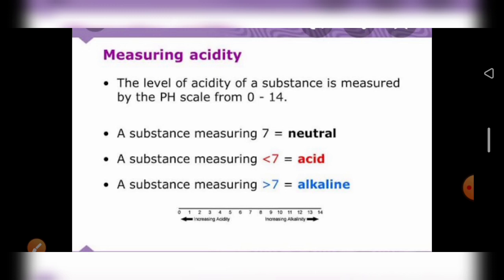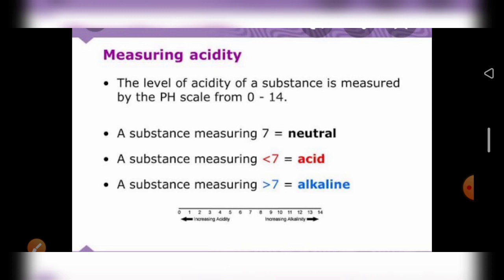Okay, now we go to who identified this. The bioscientist Sorensen identified the pH scale in 1909. He set the numbers from 0 to 14 to indicate whether the solution is acidic, basic or neutral. You know very well, less than 7 is acidic, greater than 7 is basic. A neutral solution has a pH value of exactly 7.